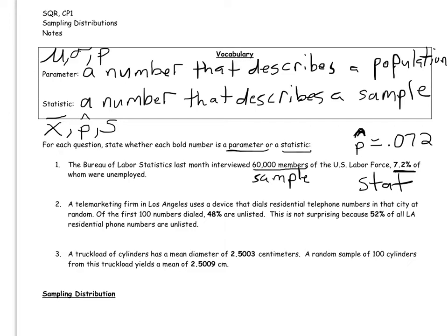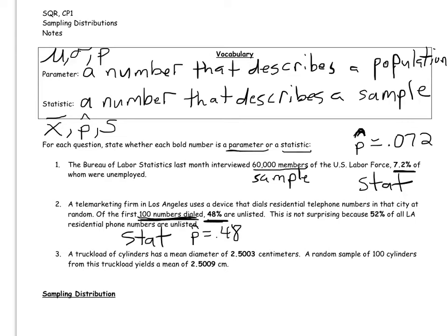So number two, we've got this telemarketing firm in LA. They use a device that dials residential telephone numbers in that city at random. Of the first 100 numbers dialed, 48% are unlisted. This is not surprising because 52% of all LA residential phone numbers are unlisted. So of this first 100 numbers dialed, that's a random sample of 100 phone numbers, and 48% are unlisted, so that is a statistic. Let's say p hat is 0.48. That is a statistic.